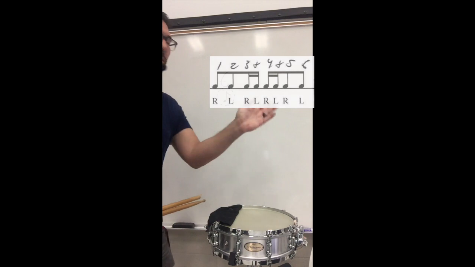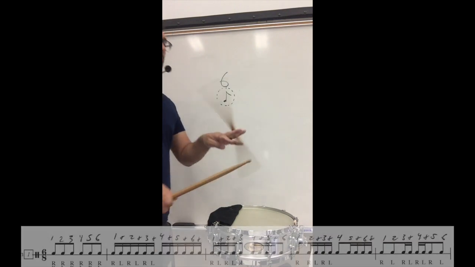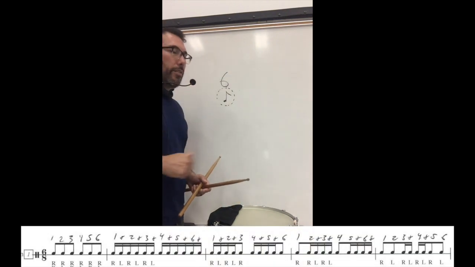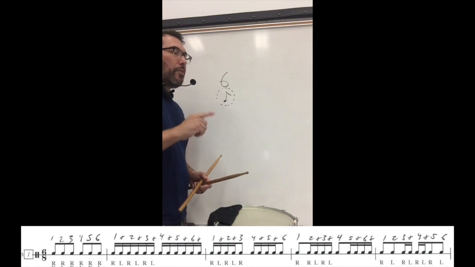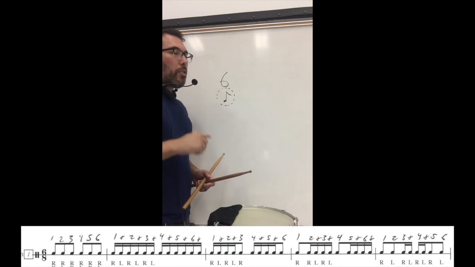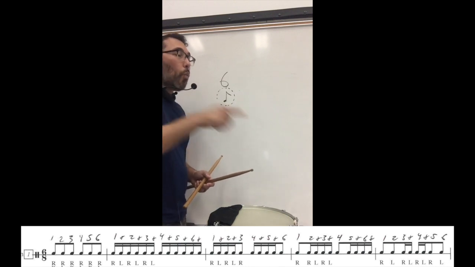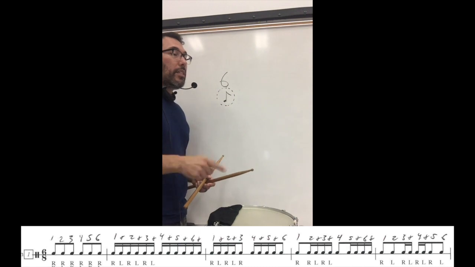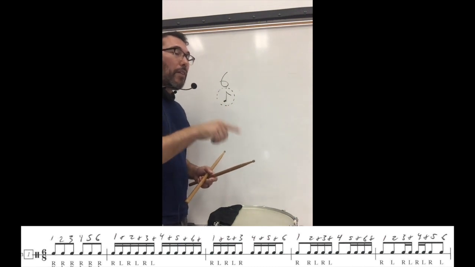Now let's play the whole first line all in a row. So I'm going to count it first. 1, 2, 3, count it with me. 1, 2, 3, 4, 5, 6. 1 and 2 and 3 and 4 and 5 and 6 and 1 and 2 and 3. 4 and 5 and 6. 1, 2 and 3 and 4, 5 and 6 and 1, 2, 3 and 4 and 5, 6, 1.